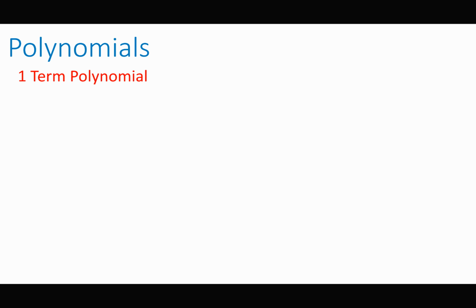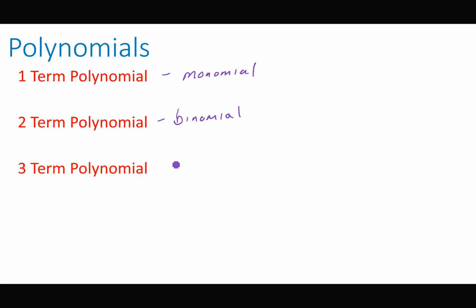Polynomials we can classify by the number of terms. What's a one-term polynomial called? What'd you say, Teddy? Yep, monomial. Two terms, binomial, like a bicycle, 2. Three terms is a trinomial.